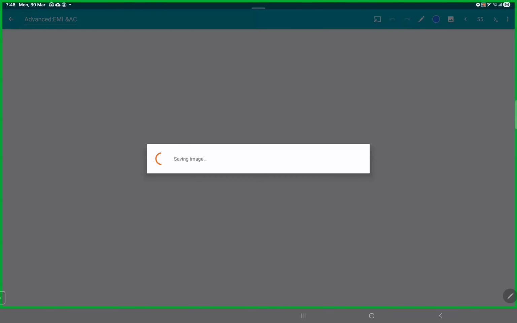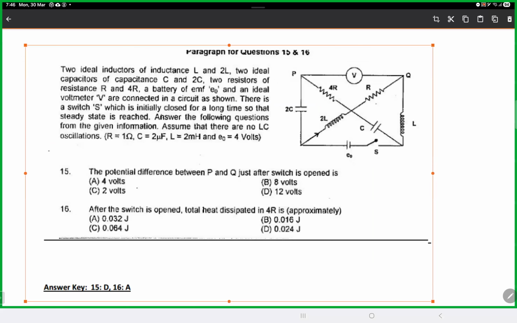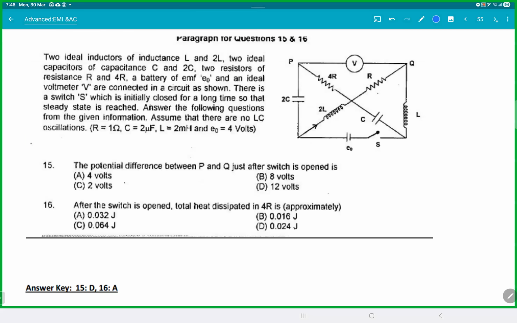This question, right? I don't know whether you revised it or not. It's one pretty good question. Go through it. This explains how an inductor and a capacitor work.